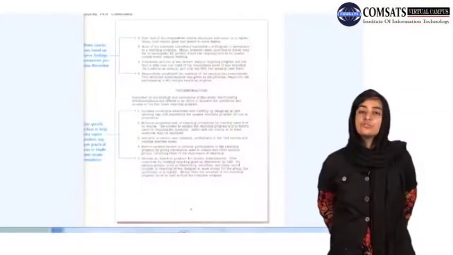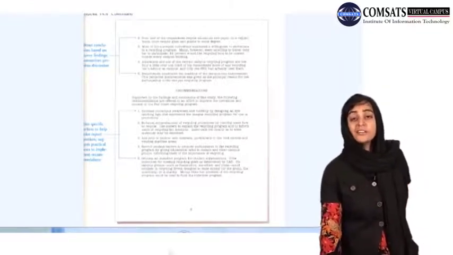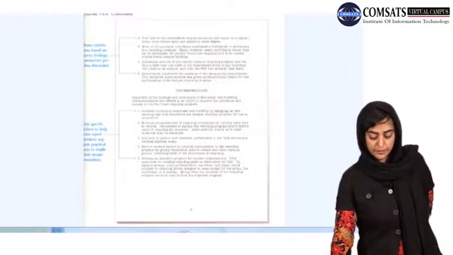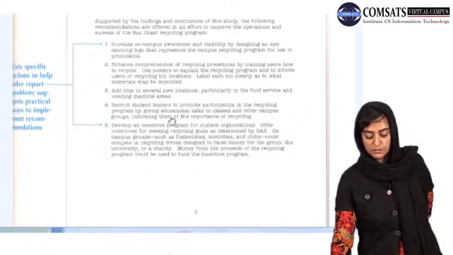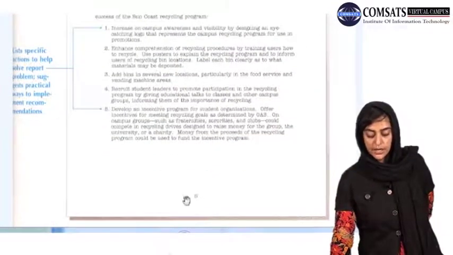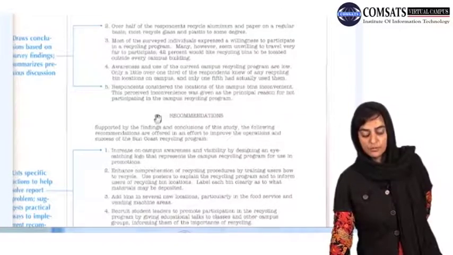Dear students, as per the directions of the table of contents, we should be having recommendations on page number 6. Let us see whether we are having the recommendations on page number 6 or not. Yes, this is page number 6. Yes, dear students, these are the recommendations on page number 6, as per the directions of the table of contents.